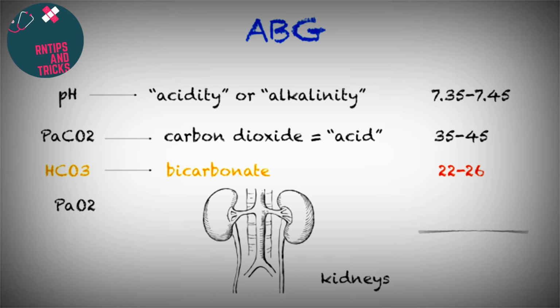Earlier, I mentioned that when you see carbon dioxide, relate that with acid. If you see bicarbonate, think about base. The more bicarbonate you have in your blood, the more basic your blood is. If your bicarbonate is more than 26, your blood tends to be on the basic side. On the other hand, if it's less than 22, that means you don't have enough bicarbonate in your blood, so it tends to be on the acidic side.